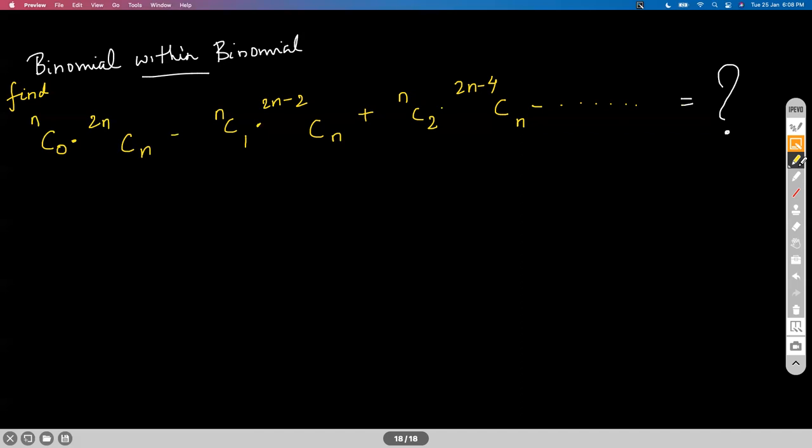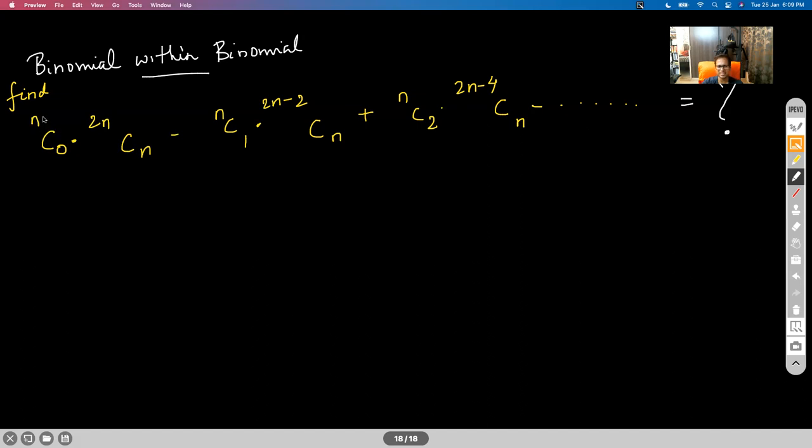Any idea how to solve this? Think, how can you get this result? Again, this is not meant for JEE Main. This is actually a slightly heavier concept. Maybe they can ask you in KVPY or JEE Advanced. But still, I would like everybody to think over it, how to solve this.